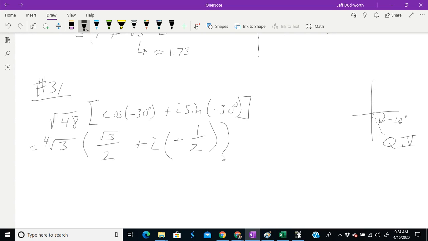Okay, so we can distribute the 4 root 3, and the 4 is going to cancel the 2 nicely. We'll just have 2, so it's 2 root 3 essentially is what we're doing. And root 3 times root 3 is 3, so we're going to have 6 there. And then I'll put the i at the back, but this is going to be 6 subtracting 2 root 3 i. So again, a lot easier procedure than finding the trigonometric form.